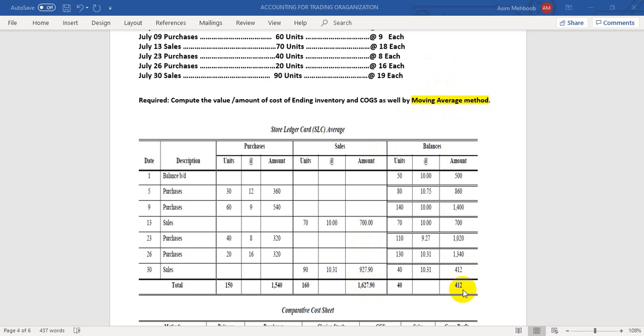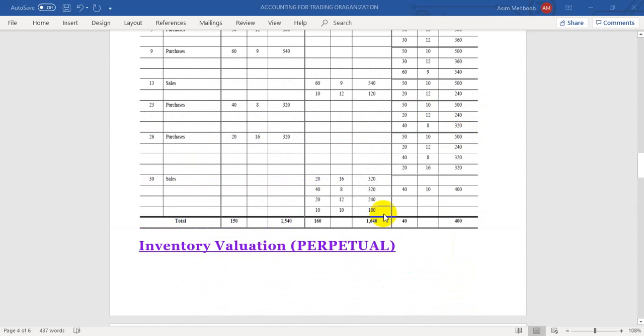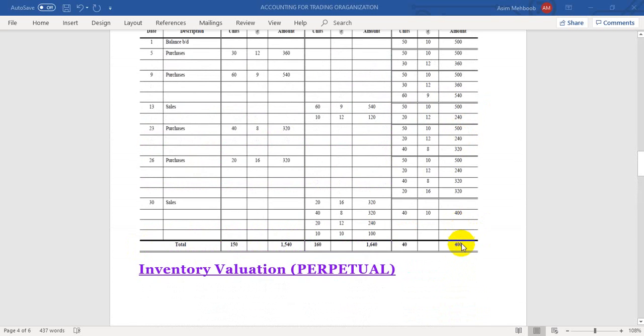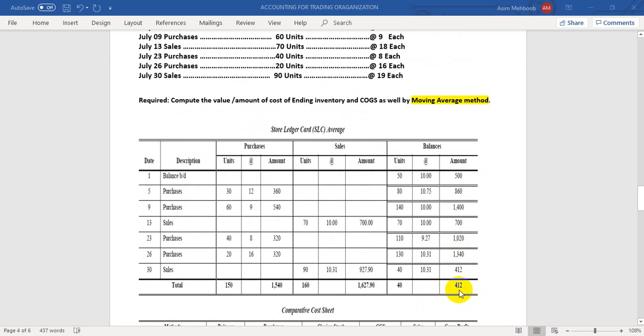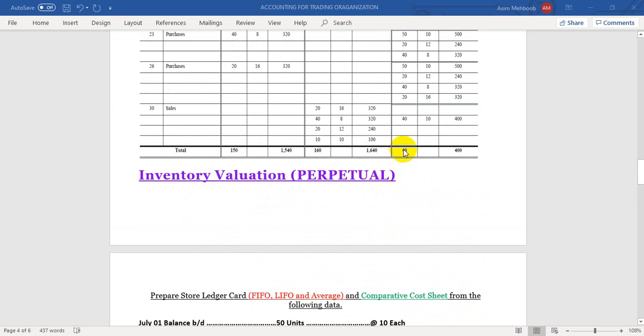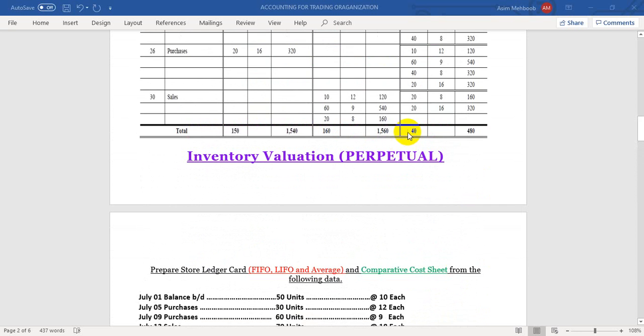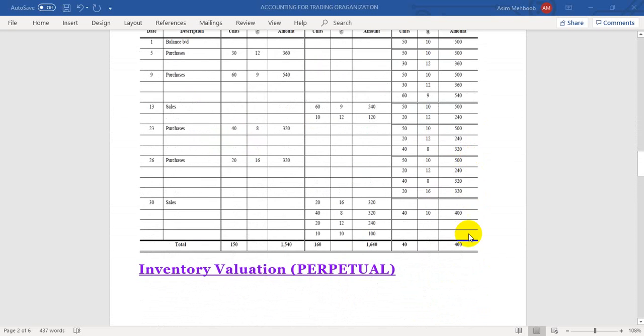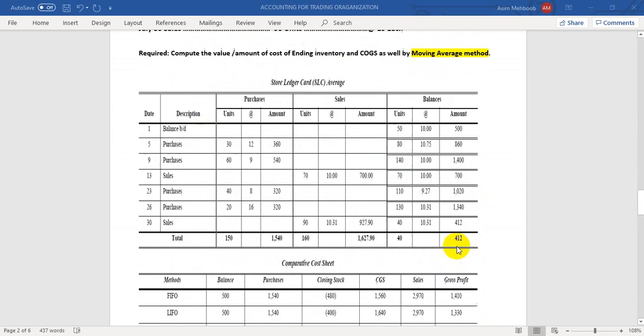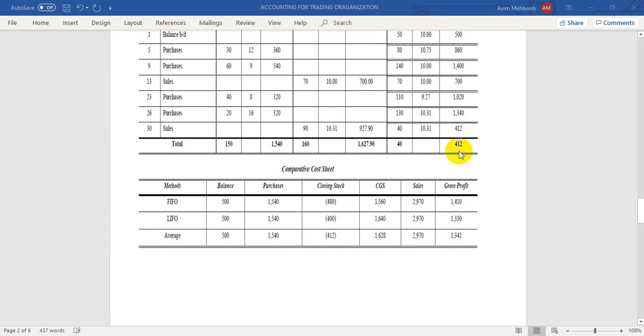So guys, now you can see the difference. If you see the FIFO method, the ending inventory was 480, in LIFO it was 400, but in the moving average method the ending inventory is 412. Same 40 units ending, same 40 ending units under each method.